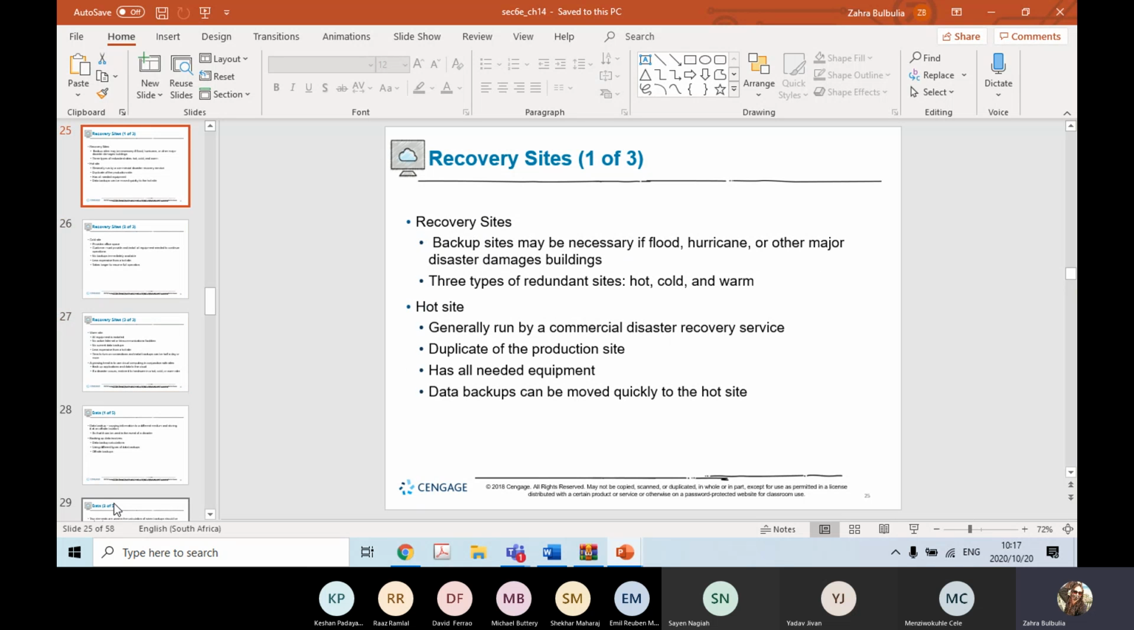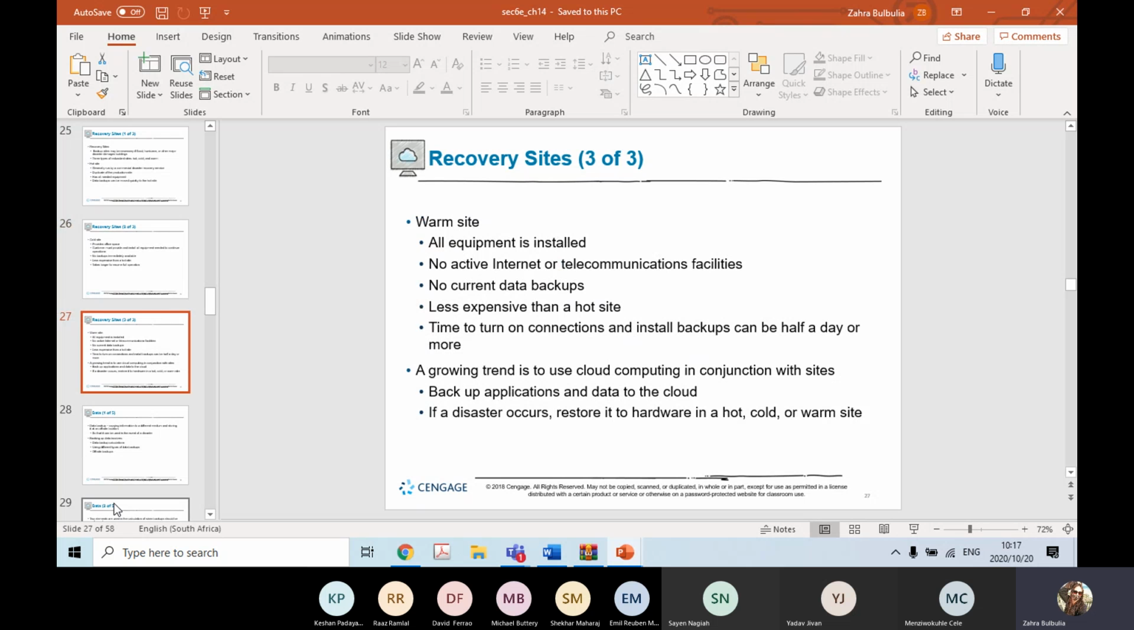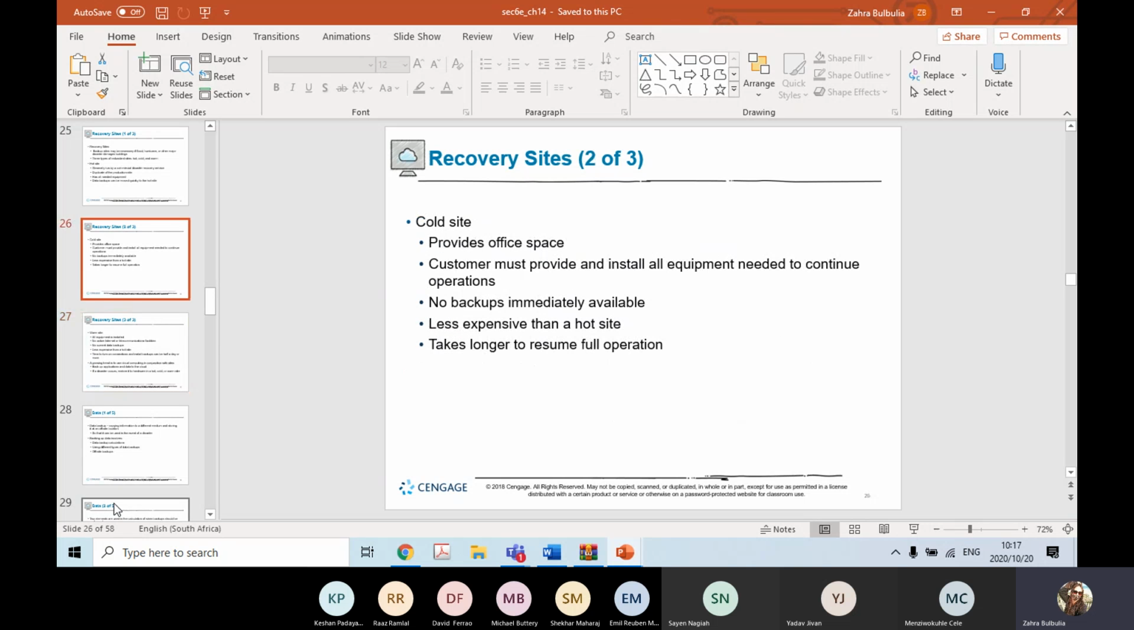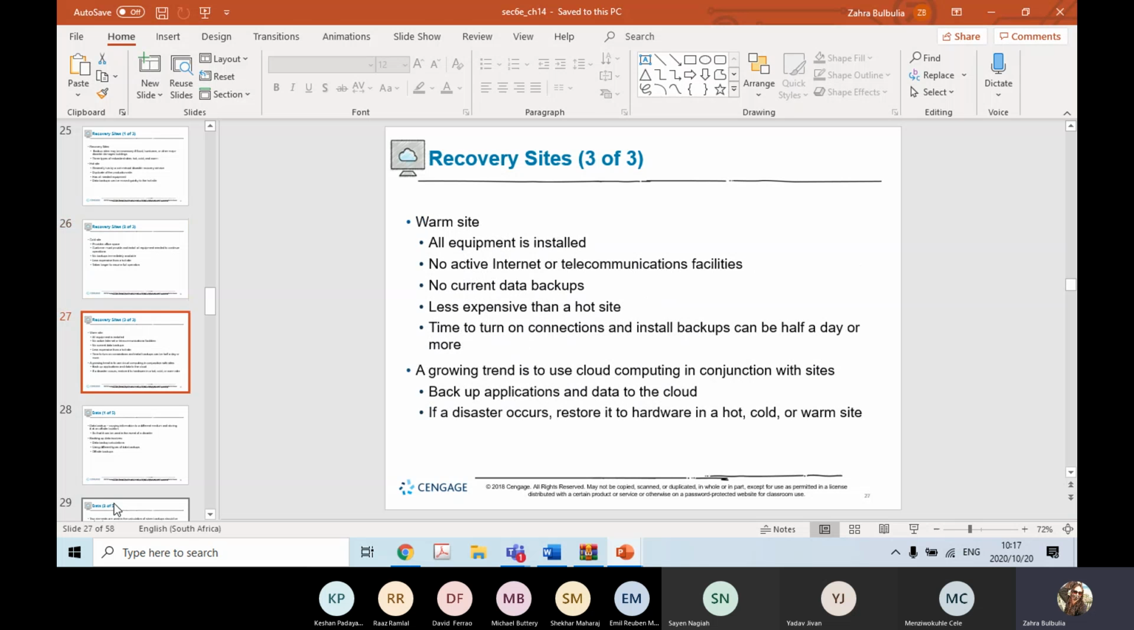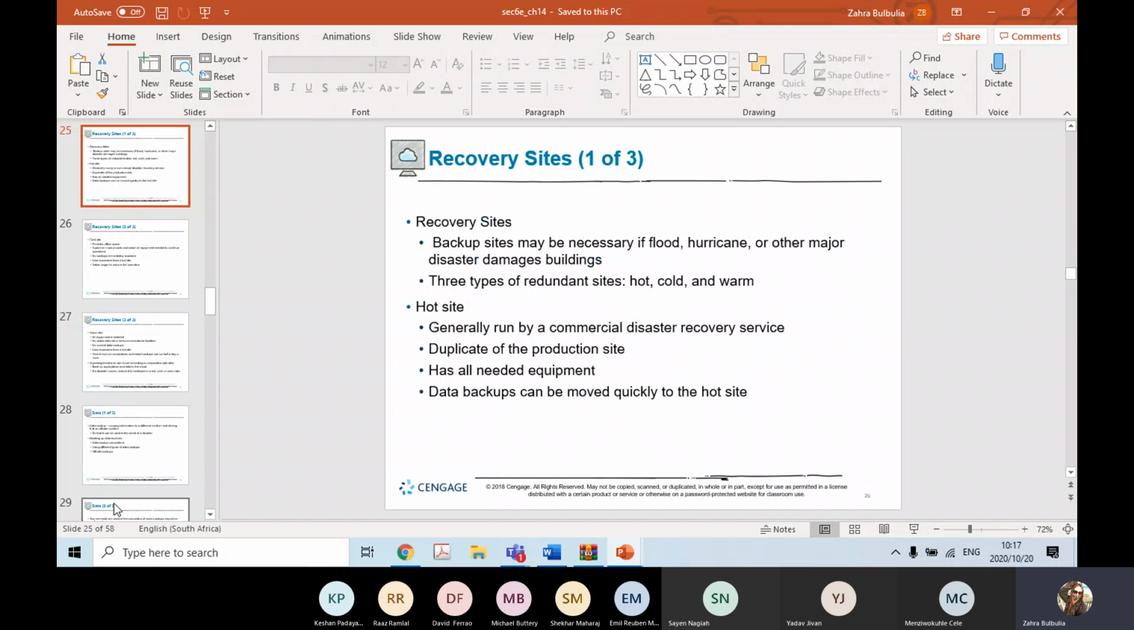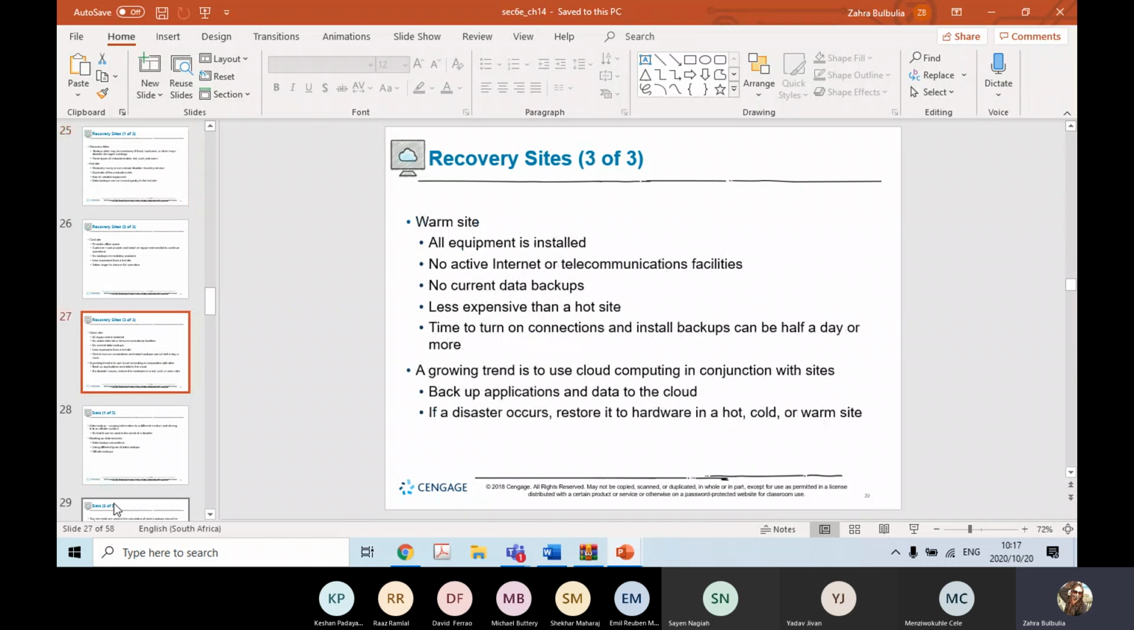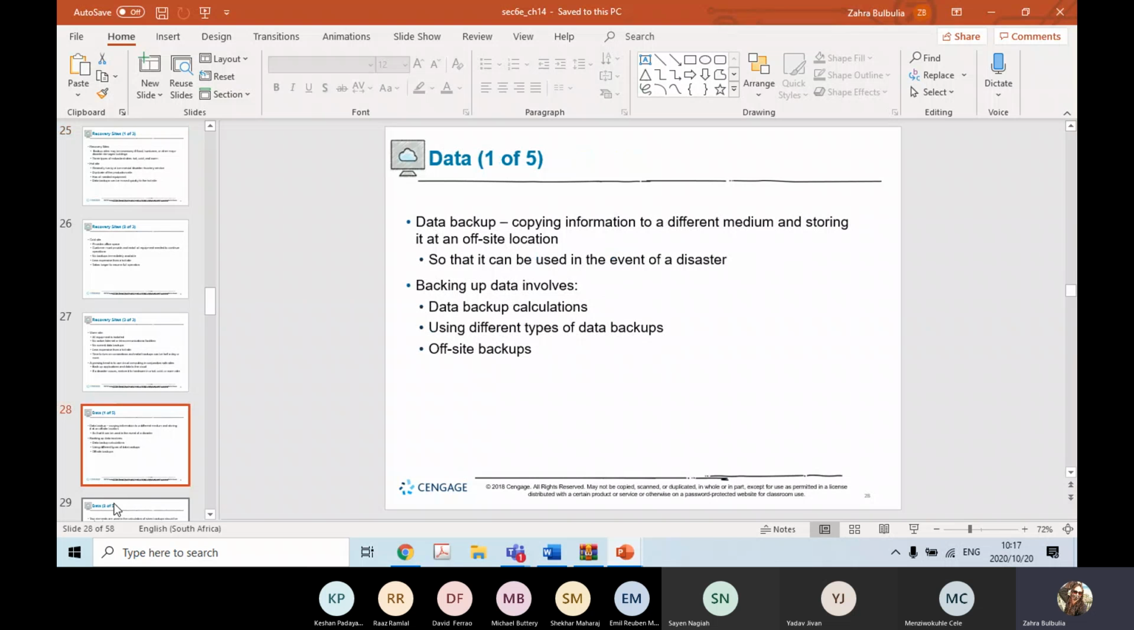Your hot site, you can pretty much resume immediately. Your warm site, you'd have to wait a day or, well, half a day or more. And your cold site, a little bit longer than that. So that's recovery sites, and of course, some are more expensive than others. Hot sites being the most expensive, warm sites being a little cheaper, and cold sites being the cheapest option.